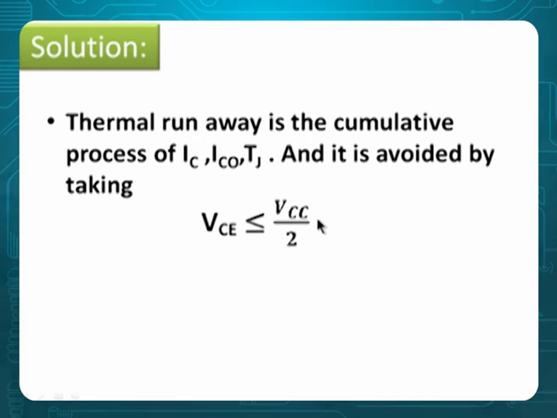So remember that. If you really want to make temperature 0, there is no way except saying IC 0. If IC is 0, it is useless. That means we need IC, we also need temperature. So collector current and temperature are inseparable things.